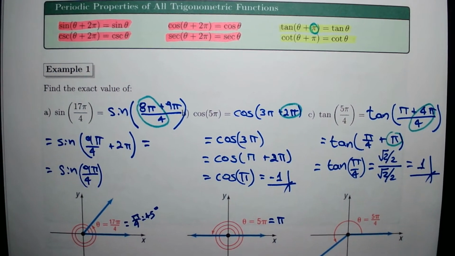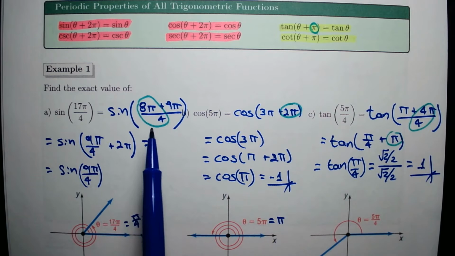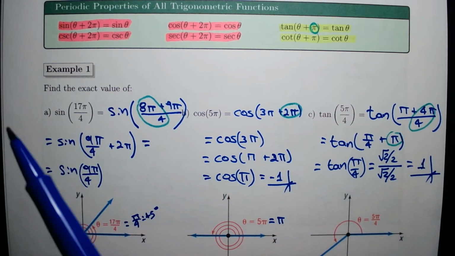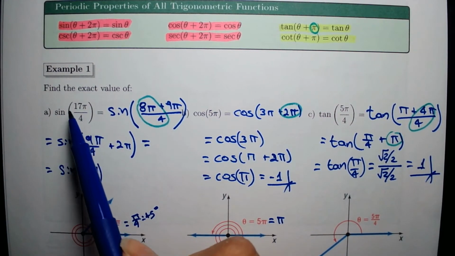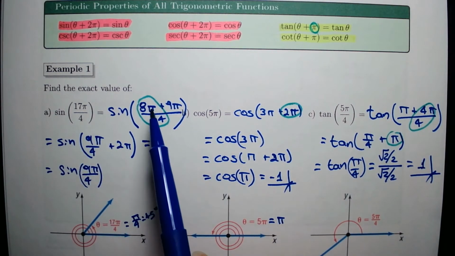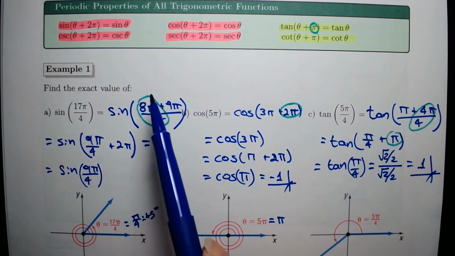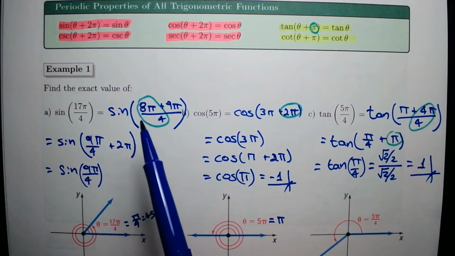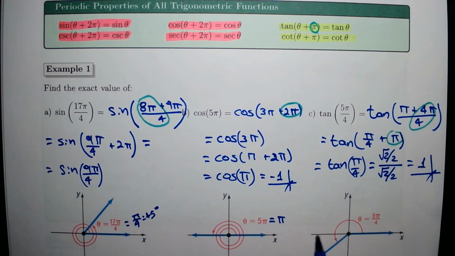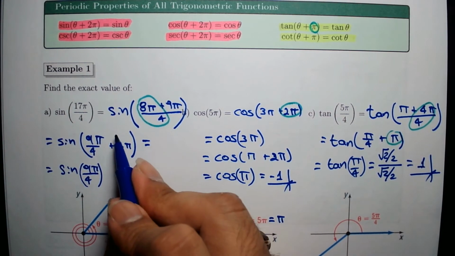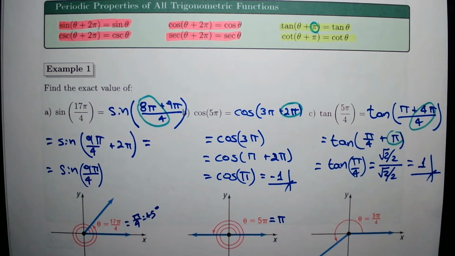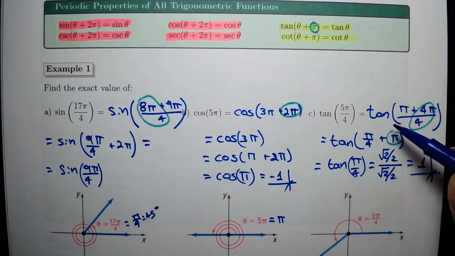And that is how we can simplify trigonometric expressions with angles that are actually way bigger than 2 pi. We do that by breaking this up into two terms, in a way that for the sine and cosine function, we need a 2 pi, but for the tangent function, we need a pi instead.